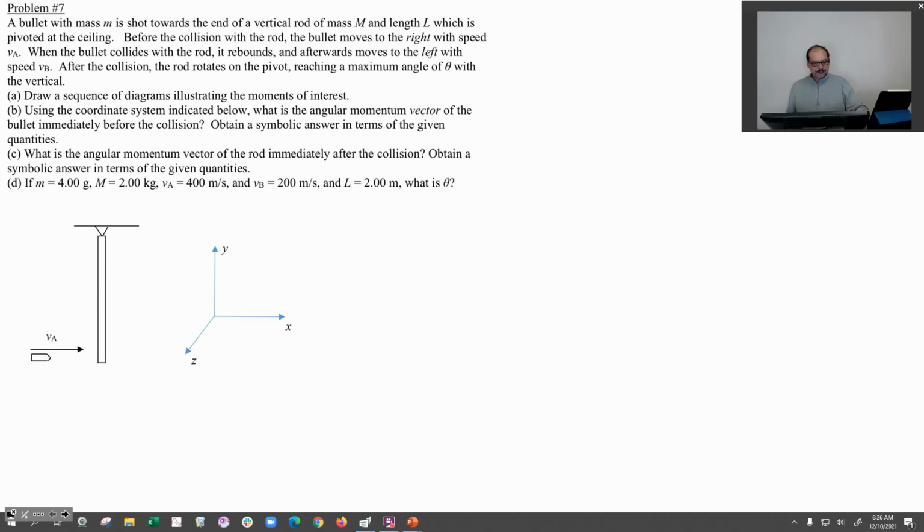Okay, so in this problem, we have to consider three different stages. First, just before the collision, the bullet is flying to the right, but the rod is not moving.